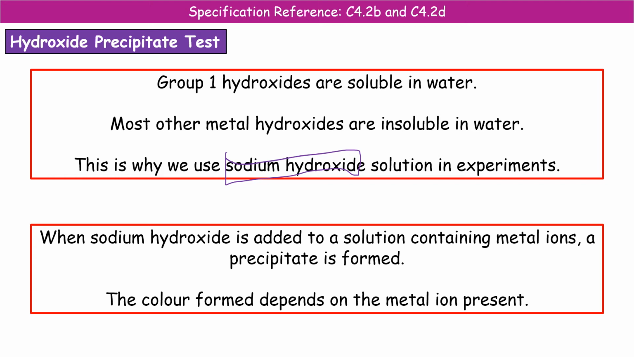Now, sodium hydroxide solution is a very common chemical, you will have used this. What we're going to do is get a test tube, add a small amount, about 1 centimetre cubed or so, of our unknown solution, and then add about 1 centimetre cubed of our sodium hydroxide solution. What you're going to see is a little precipitate, which is an insoluble solid, forming in the test tube when you do this. The colour of that precipitate is going to tell us what metal ion is present.